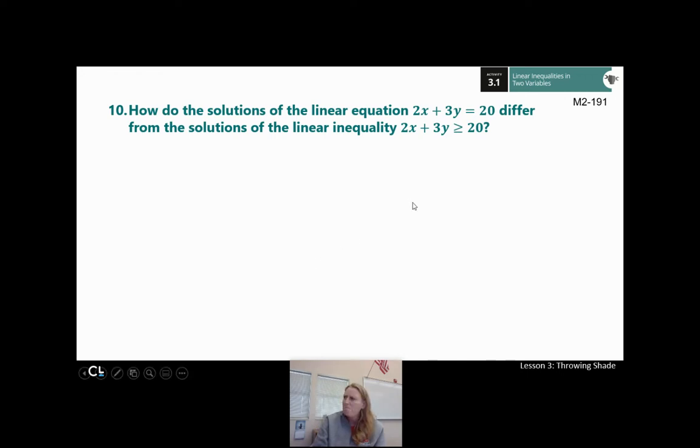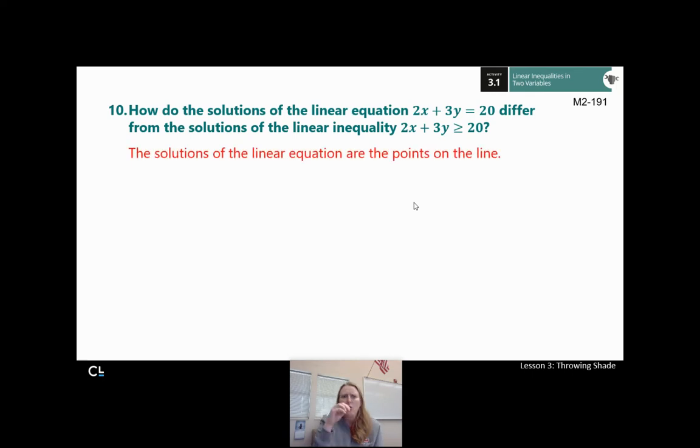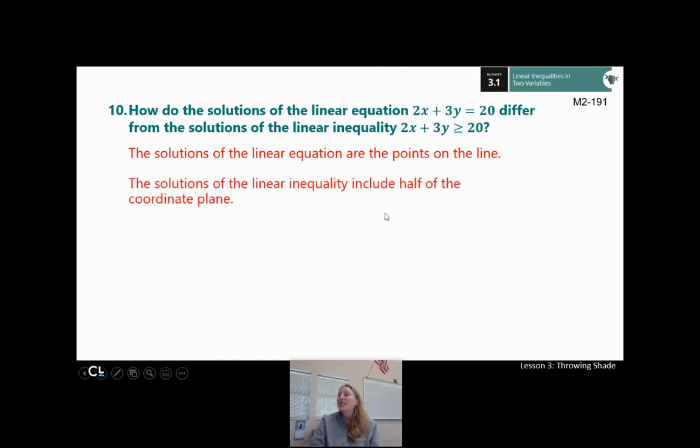So we've said in the past that the solution for a linear equation is any point that's on the line, right? We said any point that's on the line is a solution of that equation. So when we're dealing with the linear equation, it's any point that's on the line. But now when we had the inequality, suddenly there were so many more solutions, right? The solutions of the linear inequality include half of the coordinate plane, literally the entire half of the coordinate plane that was above our line is a possible solution now.